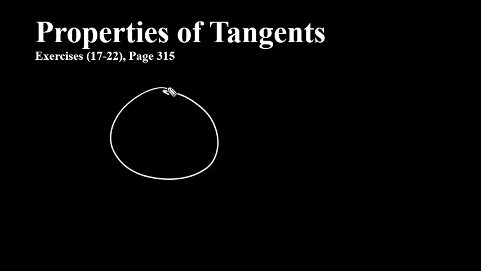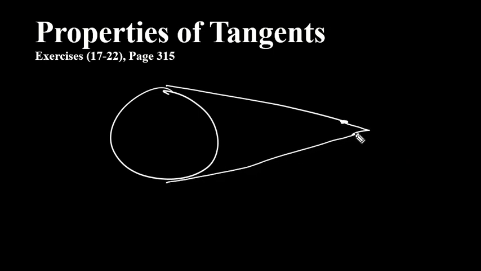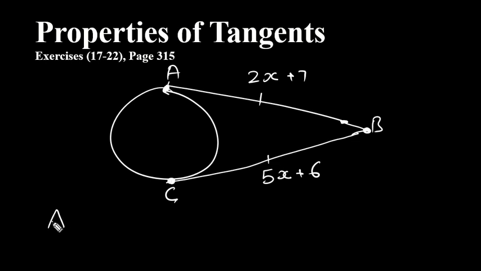If you have a circle and you have tangents from an outside point, okay, let's say from here, then this will intersect exactly at one point. Now if this is 2x plus 7 and this is 5x plus 6, and you call these points A, B, C, if you have this kind of formation, then 100% AB is congruent to CB, right? So AB is congruent to CB.